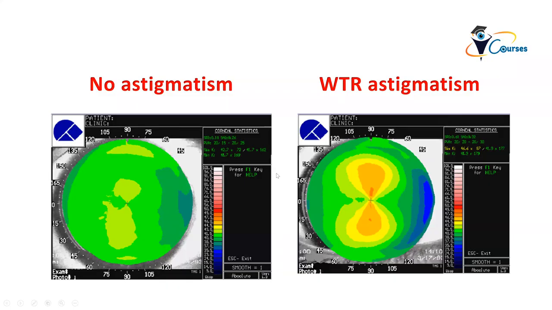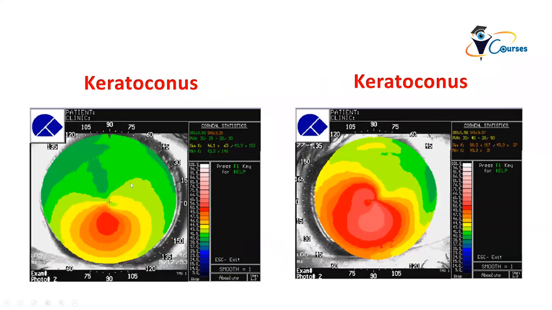So how is this different from patients with keratoconus? You can see this is the patient with cone. This patient has an inferior hotspot. This patient has also keratoconus, more advanced keratoconus. So this can also be asked in the exam.